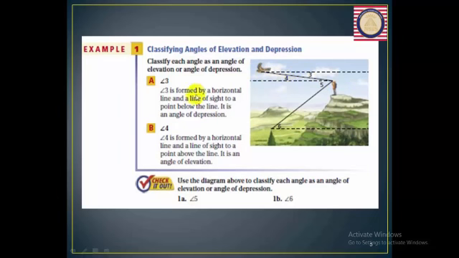Angle 3 is formed by a horizontal line and a line of sight to a point below the line. It's an angle of depression. Angle 4 is formed by a horizontal line and a line of sight to a point above the line. It is an angle of elevation.